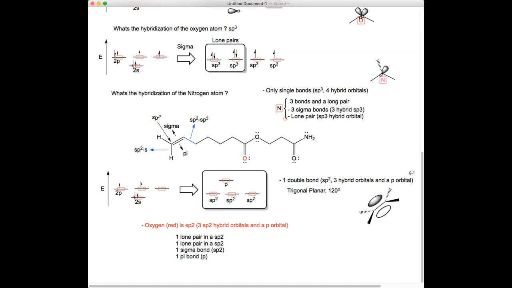So guys, what is the angle in between the lone pairs of oxygen? Slightly less than 120, but that's okay. 120, perfect, because they are both in sp2 hybrid orbitals. Beautiful.